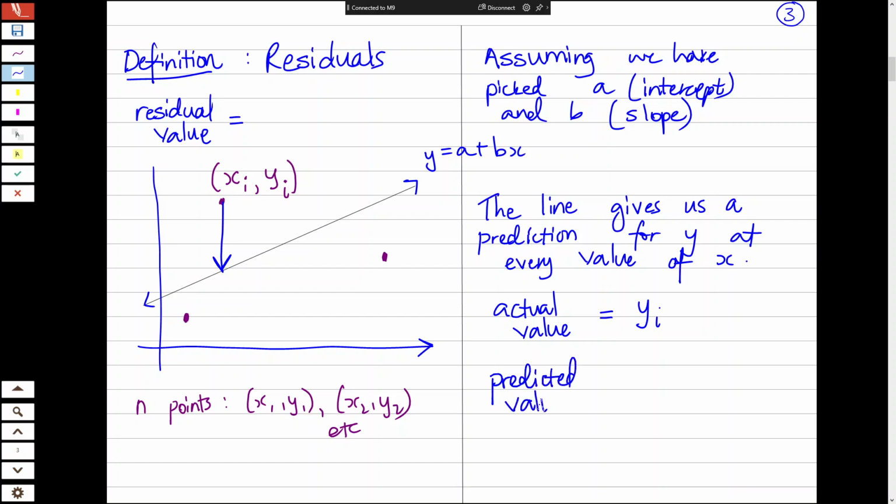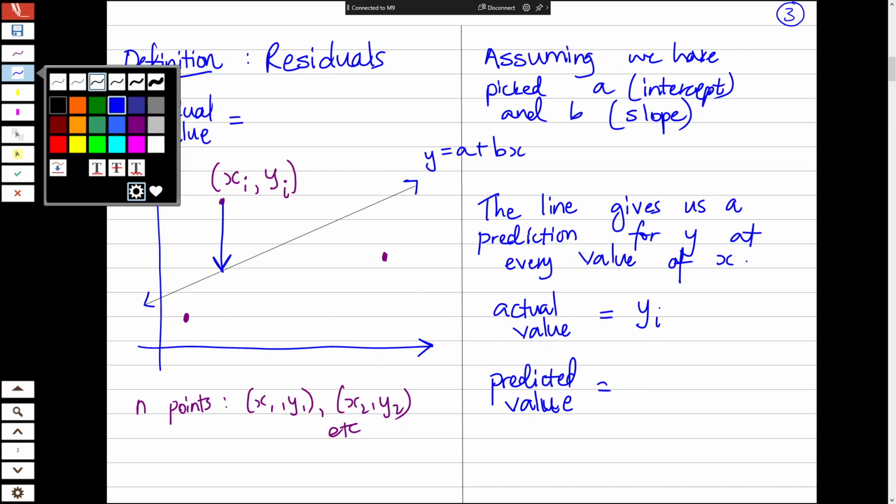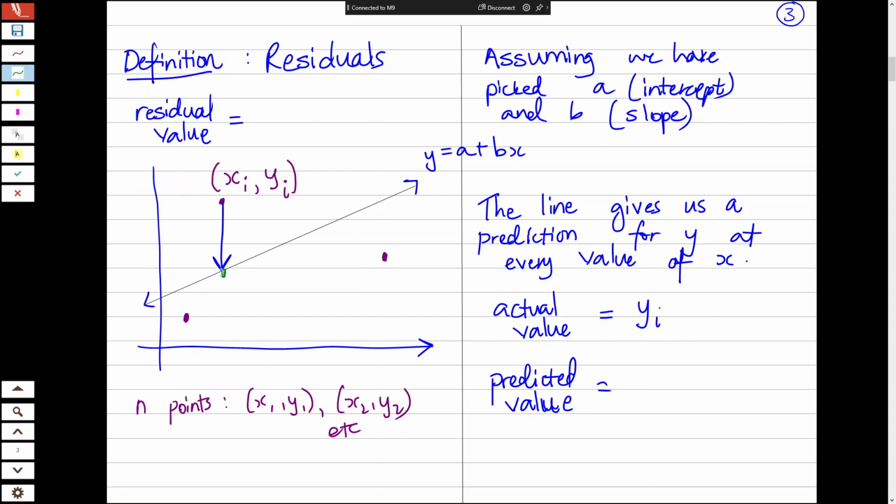And I'm going to call the predicted value what this is here, this point here on the line. So it's got the same x value as the data point, but can you see the y value is different? It's going to be off because there are too many points to fit a perfect line. Now, a question we need to answer is, what is the y coordinate here? So I'm going to remind you, the equation of this line is y equals a plus bx. What are the coordinates going to be here?